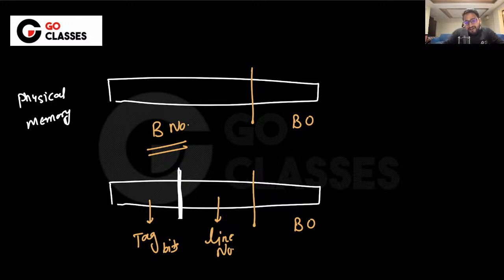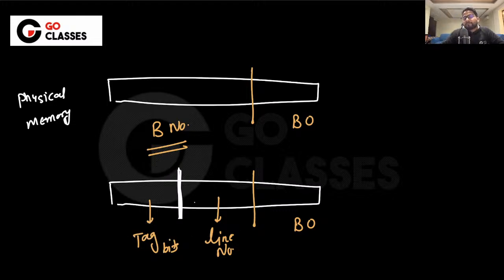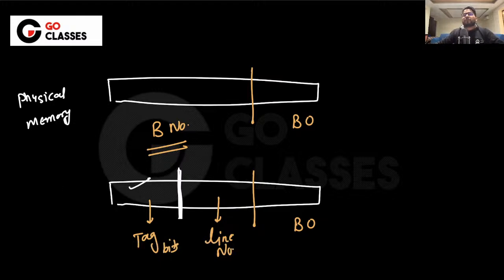Now, given the tag bits, if someone asks you to tell the block number, the whole thing, what will you do? You will append the line number. Given these tag bits, let's suppose this is 01, if someone asks you to give the whole thing, which is actually a block number, what will you do? You will anyway append the line number. Will you append or not?